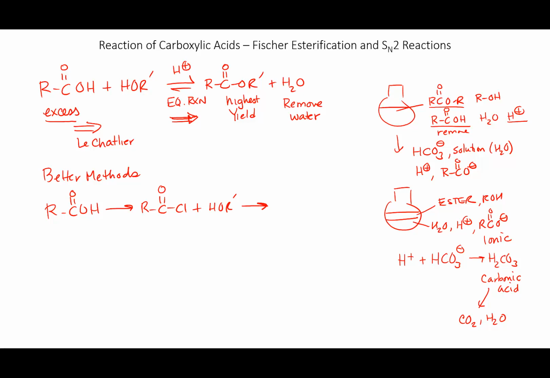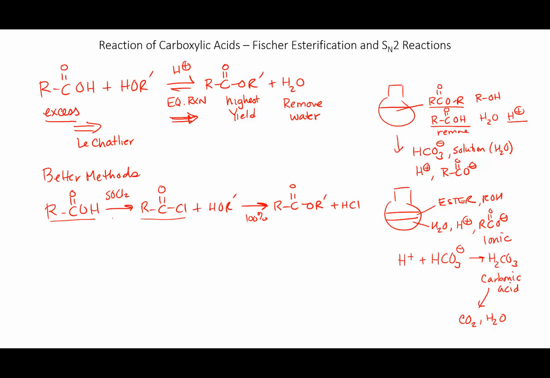Now in this case, there's no equilibrium. I'll talk about this in the mechanism in a moment. I can make my ester and HCl in a 100% reaction. There's no equilibrium here. So the better method would be to convert the carboxylic acid to an acid chloride, and then react it in a 100% reaction with the alcohol. How do you convert a carboxylic acid to a carboxylic acid chloride?